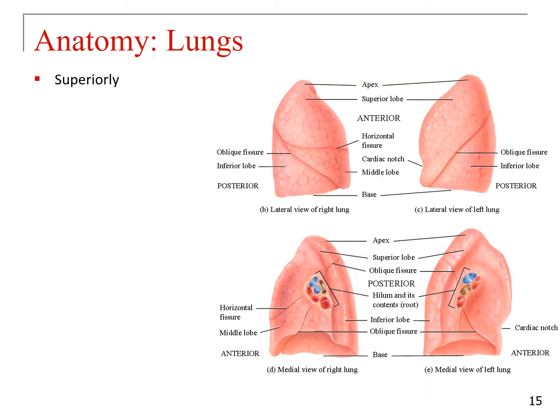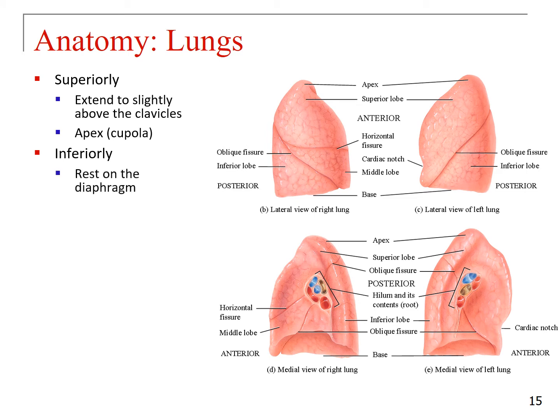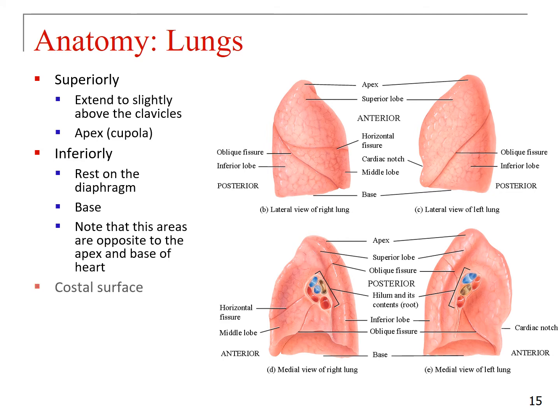Okay, so the lungs themselves superiorly actually extend to just above the clavicles, which is a real surprise for a lot of people. You wouldn't think that your lungs actually come up that high, but they do. At the top of them, this is the apex, sometimes called the cupola. Inferiorly, they rest on the diaphragm, so they pretty much have a physical connection with the diaphragm. And the bottom of the lungs is called the base. And so these areas are opposite to the apex and the base of the heart. Remember, at the heart, the apex was inferior, the base was superior. In this case, the apex is superior and the base is inferior.